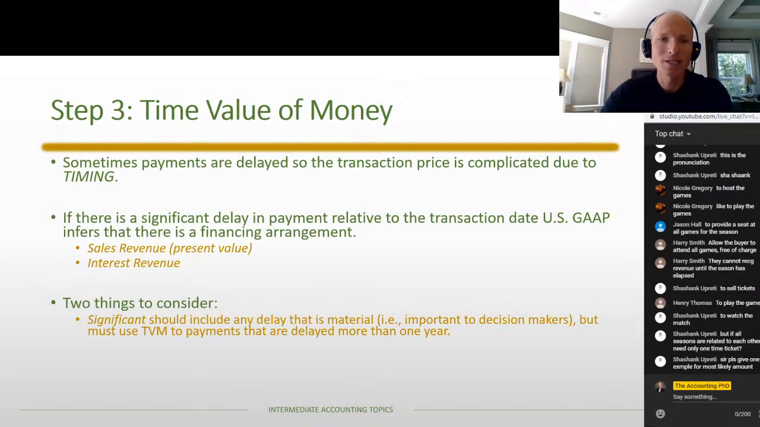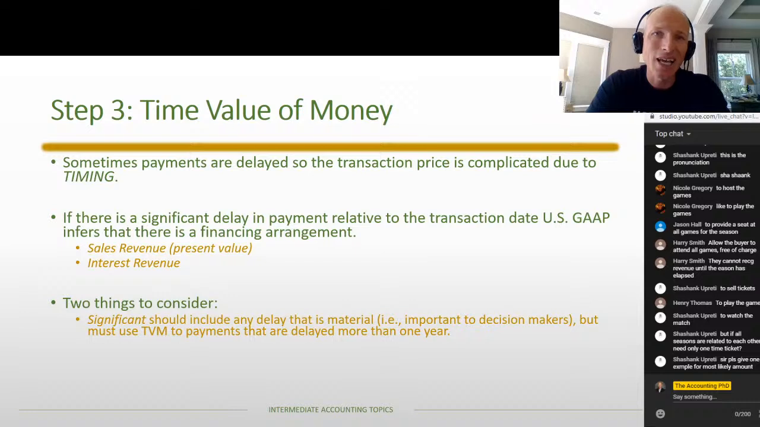Number one, significant should include any delay that is material. Now, when we talk about materiality under US GAAP or under IFRS, really what we mean is whether it's important to decision makers. In other words, is knowing that there is a delay important to somebody making a decision with this information? If the answer is yes, then it is significant and you should apply time value of money. Now, I will say, if the delay is more than 1 year, there is no choice. Under US GAAP, by definition, a delay of a year or more is significant, and therefore you must apply the time value of money.